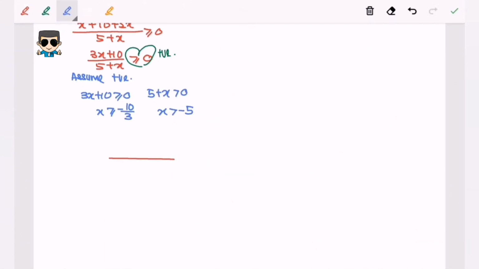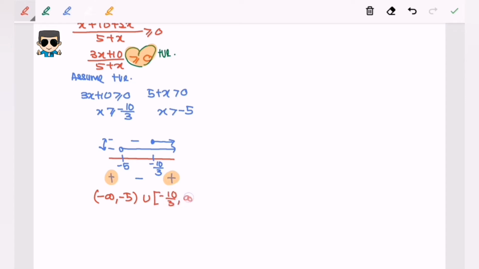Next, I'm going to illustrate the situation on the number line. Locate the values where we have negative 5 on the left, negative 10 over 3 on the right. x is greater than negative 5. x is greater than or equal to negative 10 over 3. Assign the negative sign in the empty space because this is a positive real number line. Multiply the sign and we will have positive on the left, in the middle we will have negative, finally positive. Now we have to identify the region based on the sign. It's a positive sign, so this will be the region. Finally our answer would be negative infinity until negative 5, where negative 5 is not included, union negative 10 over 3 until positive infinity.